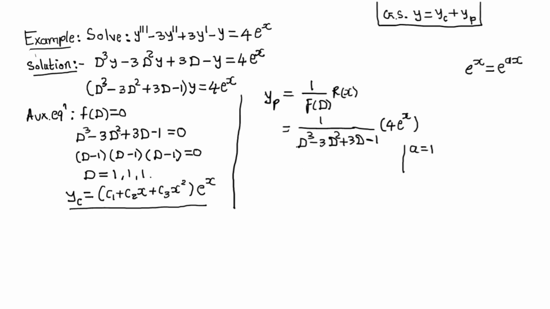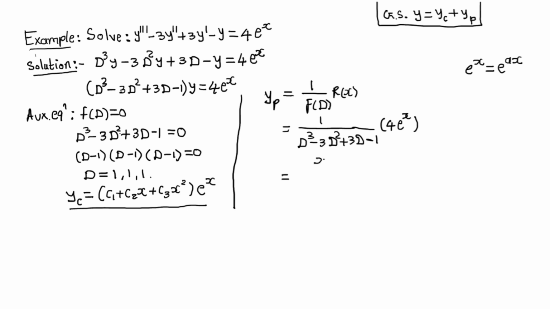We need to modify our 1 upon f of D. And what was the way we were modifying our 1 upon f of D? We were multiplying the numerator with x, and differentiating the denominator with respect to capital D. So let's proceed with the same. I'm multiplying the numerator with x, and then I will differentiate the denominator with capital D.